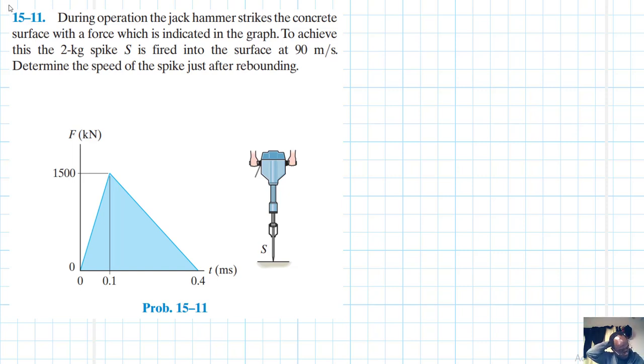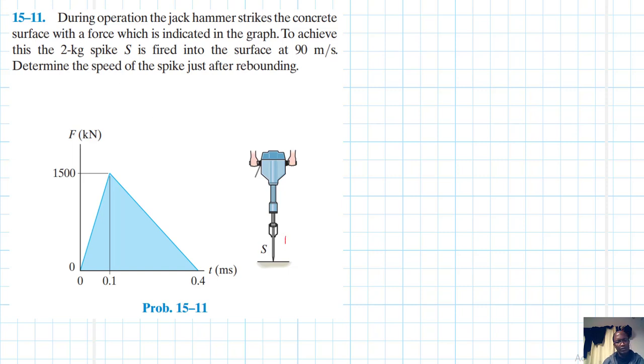This problem is coming from Engineering Mechanics and Dynamics, 13th edition, by R.C. Hibbeler. So let's see what is happening. We have been told that the initial velocity of this particular spike is 90 meters per second going down.